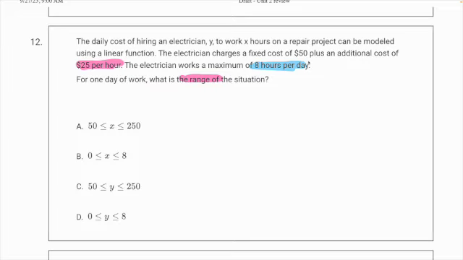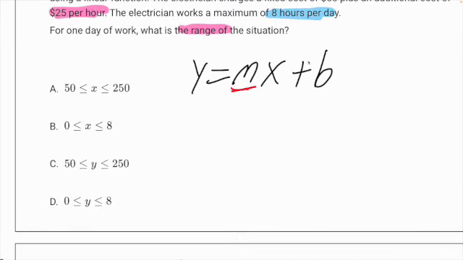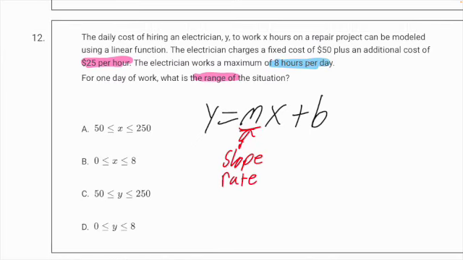What is the range in my situation? So guys, what we need to do is we need to write the equation here. So we have y equals mx plus b. J, what does m stand for? Rena, what's m stand for? A slope. Slope, absolutely. Guys, in this case, it can also be thought of as a rate. What is the rate that my electrician is working? How many dollars per hour is he making?